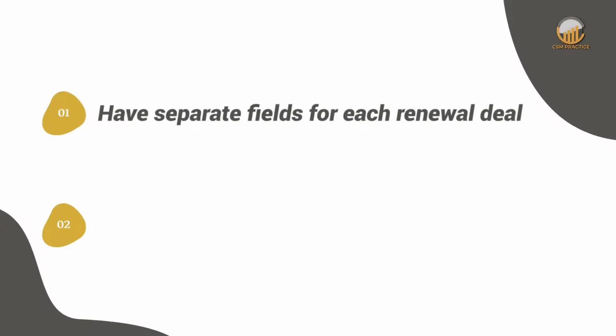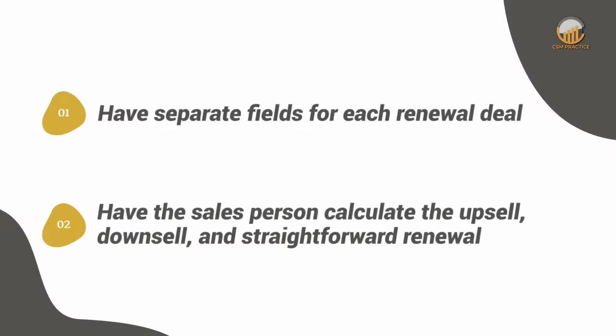You do want to have it as a separate line item at the very least, and then call it out as an upsell. You might even want to have separate fields, even if it is one renewal deal, to have the salesperson actually calculate how much of it was a straightforward renewal, how much was downsell, and how much was upsell. Because sometimes you will have all three in the same deal, like some sort of a discount on the previous year's renewal, but they're also opting into a lot of other licenses and regions. So you want to think about how you set up your CRM system to really distinctly say how much was an upsell.